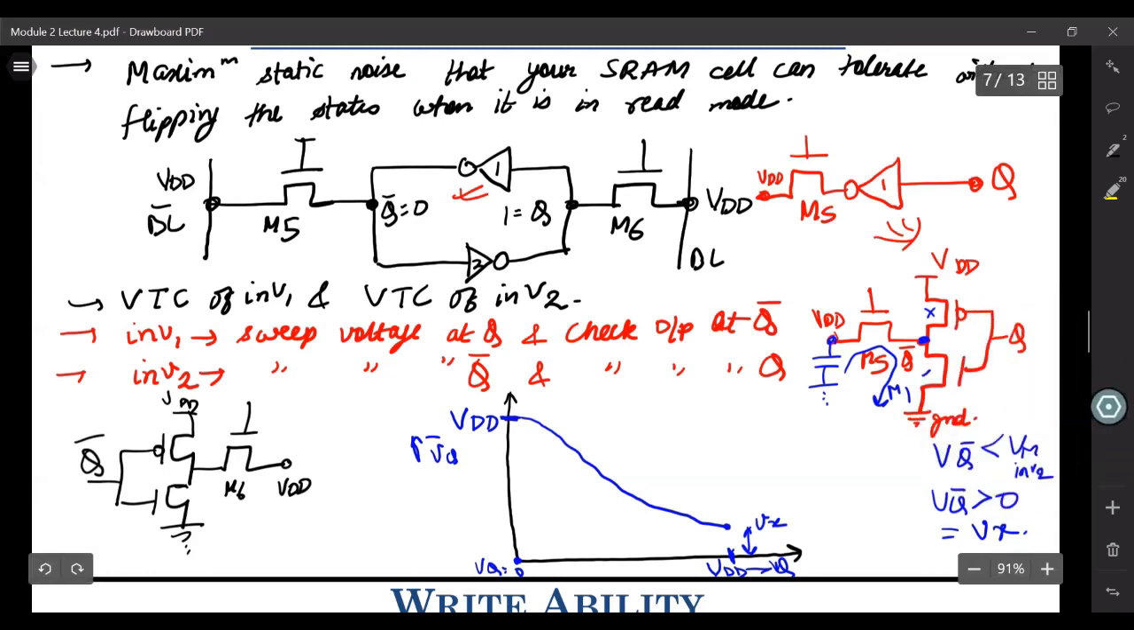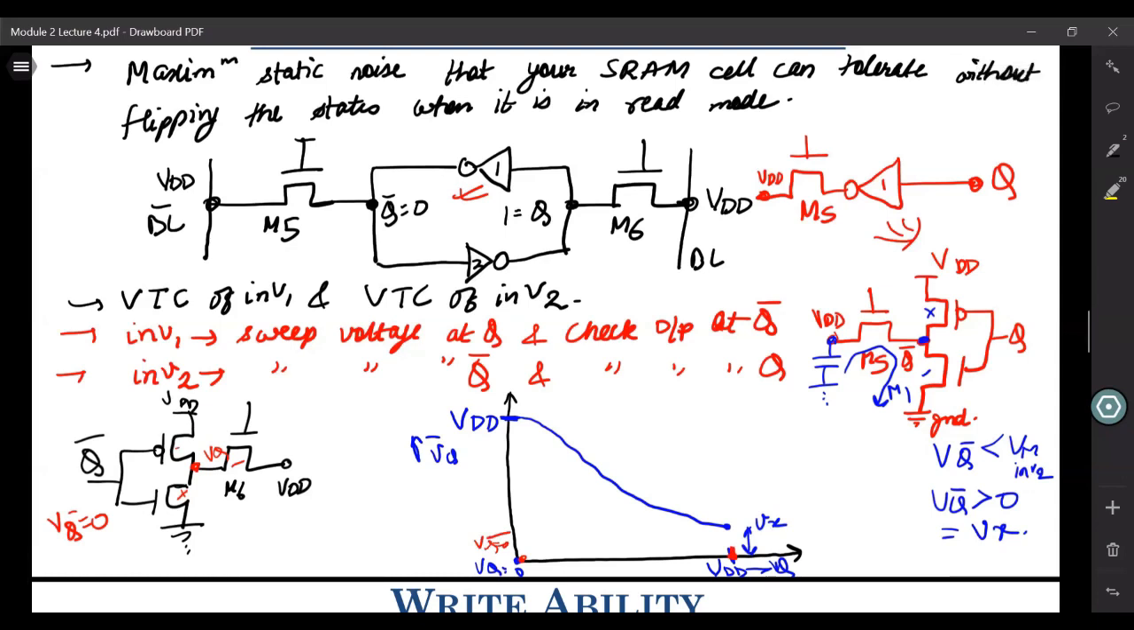So now what happens when VQ bar is 0? Again, this node VQ will be charged to VDD, right? Because both of these, this PMOS and this M6, will try to charge this node, and this NMOS is turned off at this time. So when VQ bar is 0, that is at this point, what exactly is your value of VQ? That is VDD. So you start with here itself. This is your VQ when your VQ bar is 0.